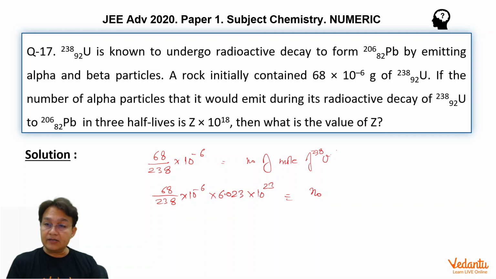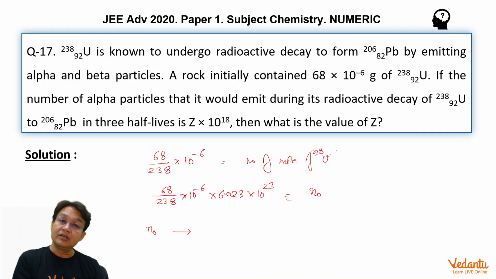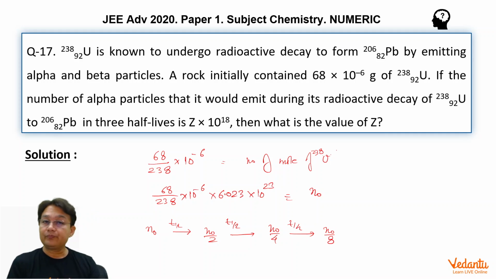Now comes the kinetics part. In 3 half-lives, that uranium-238 is decaying, as we very well know, if N0 was the initial number of atoms, in one half-life, it will be N0 by 2. In another half-life, it will be N0 by 4. And in another half-life, it will be N0 by 8. So that will be the final number of atoms after 3 half-lives.